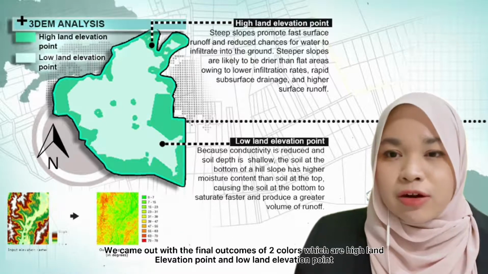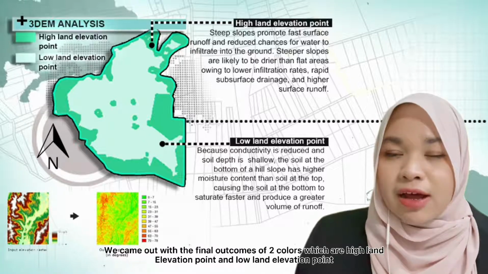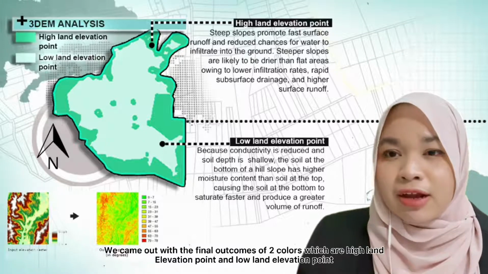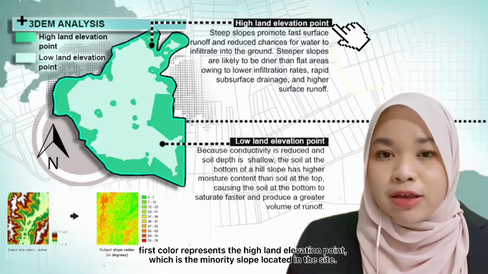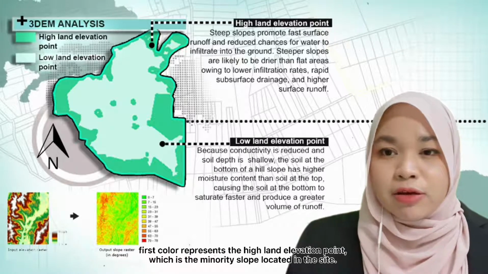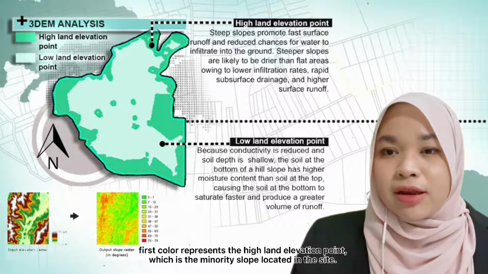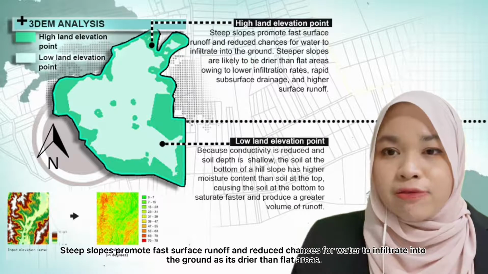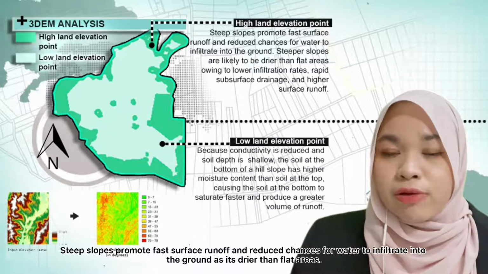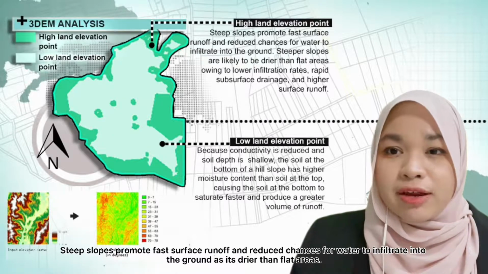For the next analysis, the 3D DEM analysis, we came out with the final outcome with two colors: the first color represents the high land elevation points and the second color represents the low land elevation points. The first color, the high land elevation points, is the minority on our side. The steep slope promotes fast surface runoff and reduces the chance for water to infiltrate into the ground, as it is drier than the flat areas.